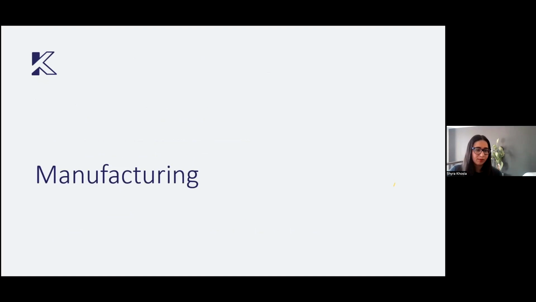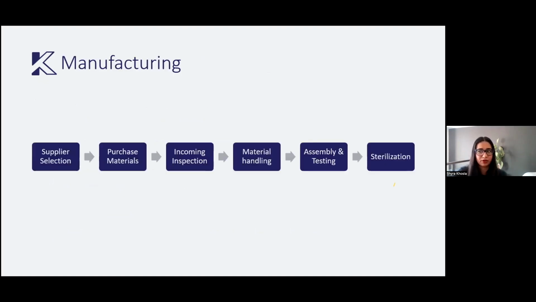So I'm going to talk about the manufacturing aspect, and just given time, I'm going to only spend a few minutes on this, about 5 minutes total, and then I'll go to general QMS requirements, and then we can move to questions. So this is just the key processes that happen in manufacturing.